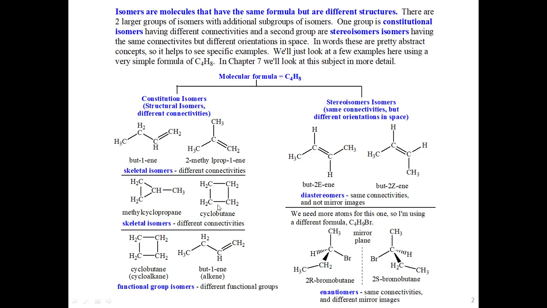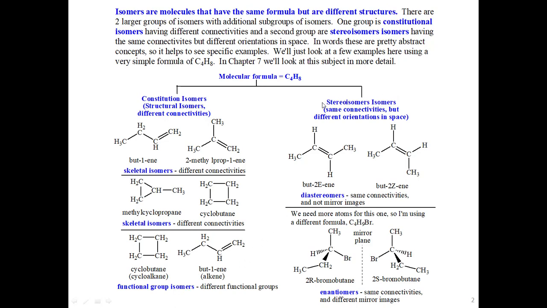So again, they have the same formula, but different structures, so we would call these skeletal isomers. If I compare the cycloalkanes down here to the alkenes up here, again, they have the same formula, but different functional groups, so we call these functional group isomers. And these are sort of artificial divisions, but helpful for classifying our structures.